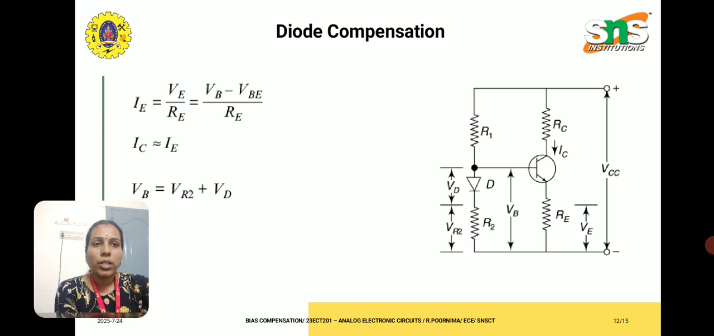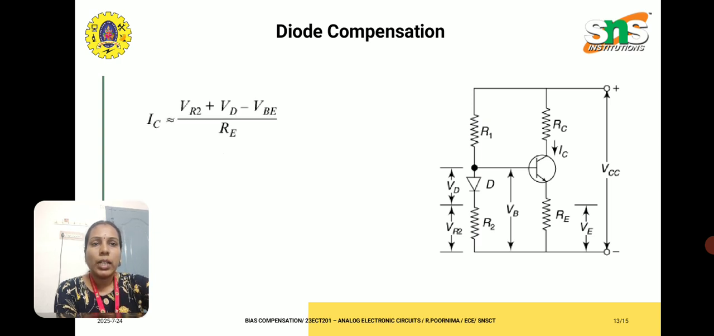The calculation for emitter current is given by VE divided by RE, where it is written as VB minus VBE divided by RE. Here the voltage drop across R2 is added with VD, so that the VB voltage decreases. Then the collector current is obtained like this: VR2 plus VD minus VBE divided by RB. So the IC is decreased by this diode compensation.